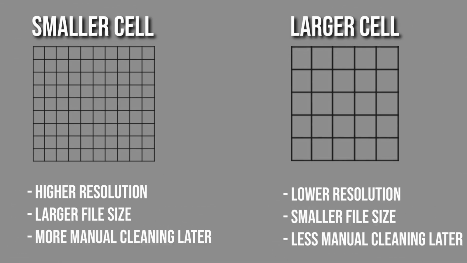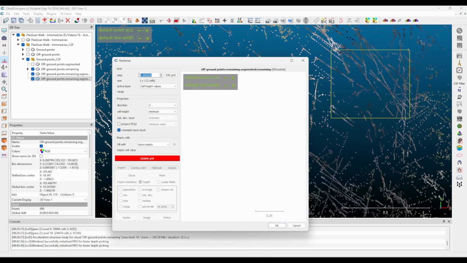The larger the cell size means a coarser DTM, but also a smaller file size and better odds that the points remaining aren't non-ground points. I'll use 1.0, which means only one point will remain for every 1 meter by 1 meter cell.